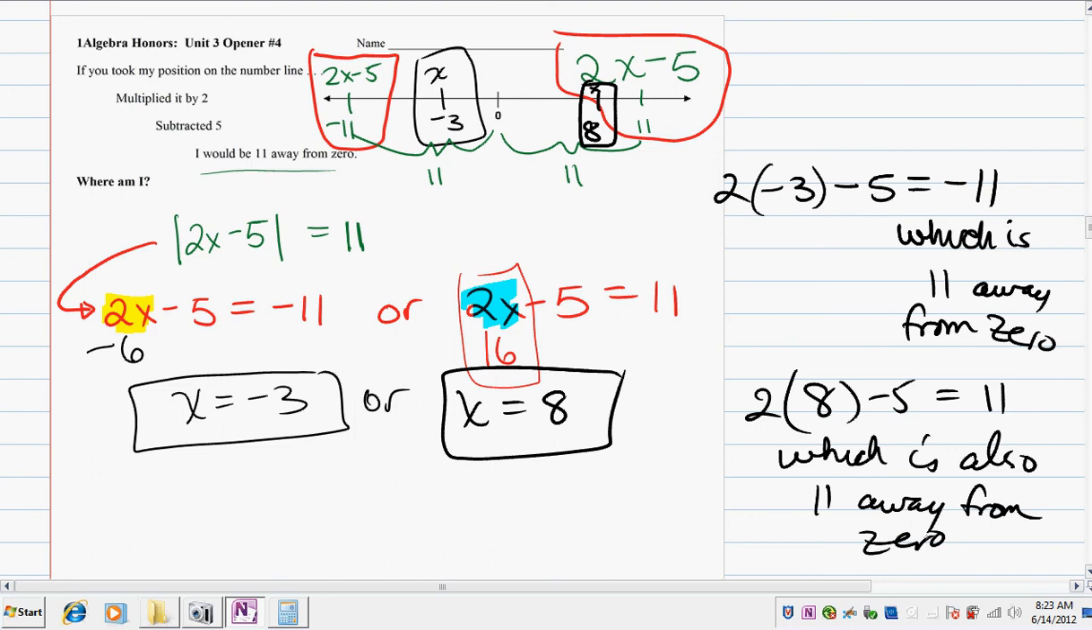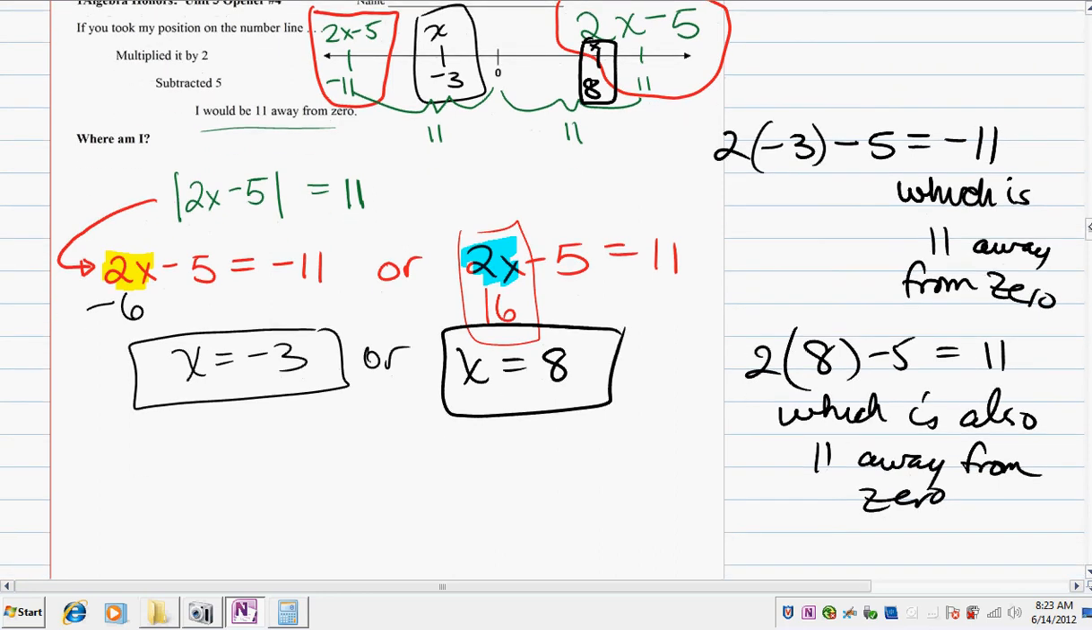So the idea of absolute value of distance from 0 can help us find positions, can help us find values if we know how far away from 0 that expression or number or whatever we're given is from 0. And eventually we're going to start finding unknowns. We might have unknown distances away from 0, and we'll have to solve for that.